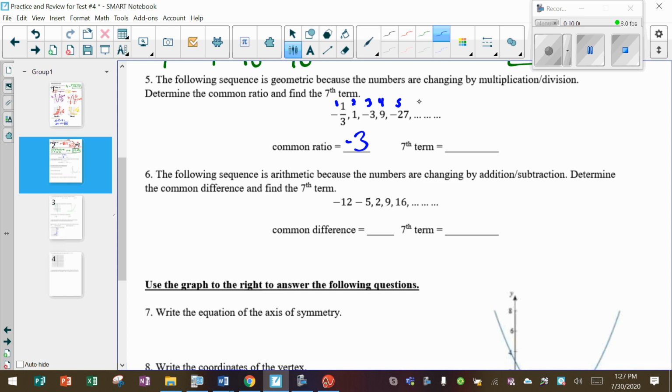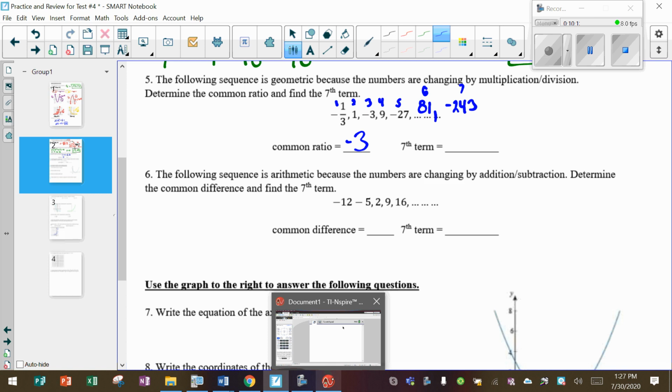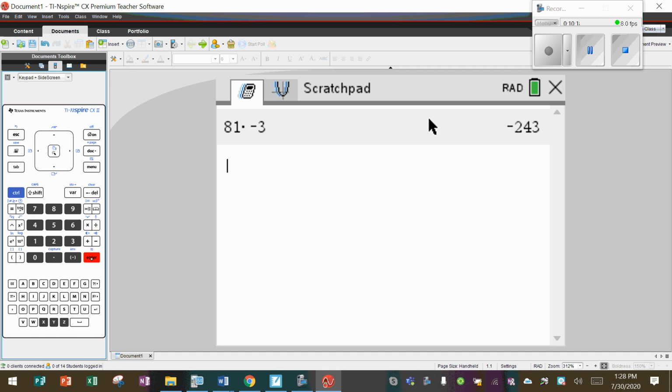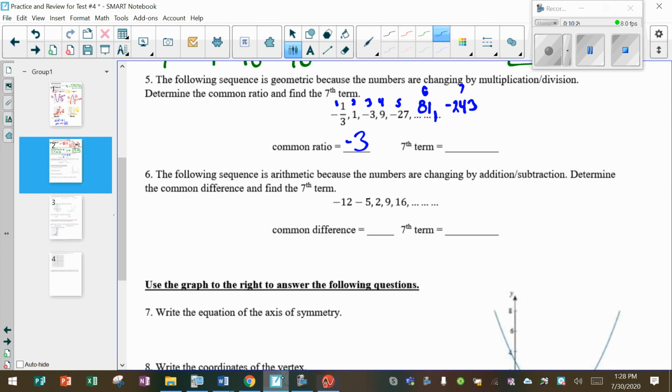times 3 would be 81 for term number 6, and term number 7, I think, is 243. But it would be negatives, but I'm going to go to my calculator and double check that. So I want to do 81 times negative 3. There we go, negative 243. Bingo is our 7th term.